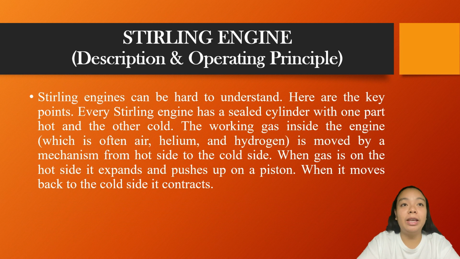Stirling engine. Stirling engines can be hard to understand. Here are the key points. Every Stirling engine has a sealed cylinder with one part hot and the other cold. The working gas inside the engine, which is often air, helium, or hydrogen, is moved by a mechanism from the hot side to the cold side. When gas is on the hot side, it expands and pushes up into a piston. When it moves back to the cold side, it contracts.